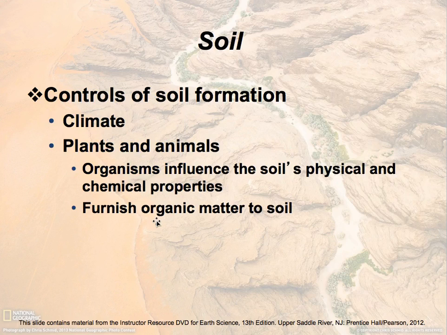Climate and plants and animals also influence the soil's physical and chemical properties. Plants and animals also produce the organic matter. Decaying dead plants and animals add organic matter to the soil, and animals actually don't have to be dead to add organic matter to the soil. Normal biologic processes do that.